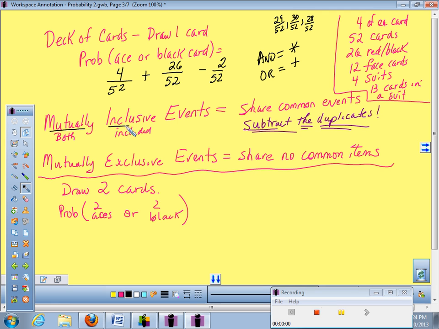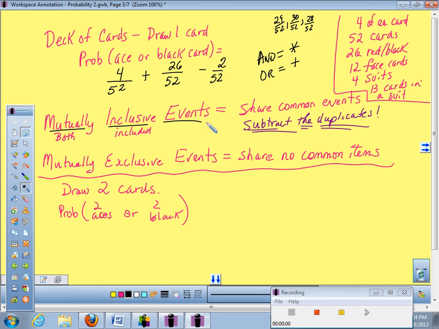So in this case, you got mutually inclusive events, big words for a very simple concept. If something's mutual, we both agree. If you mutually agree to something, we both agree. So mutually is both. Inclusive means included. So both are included in the event.